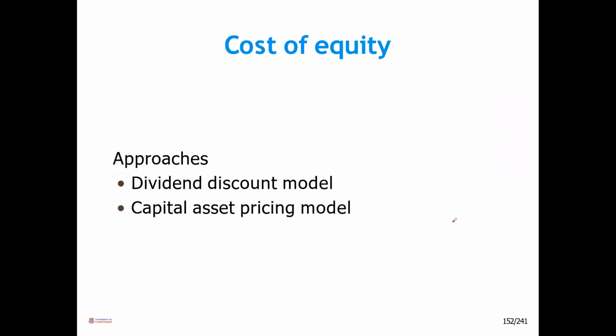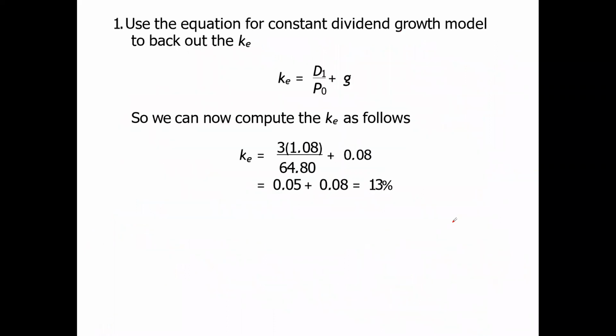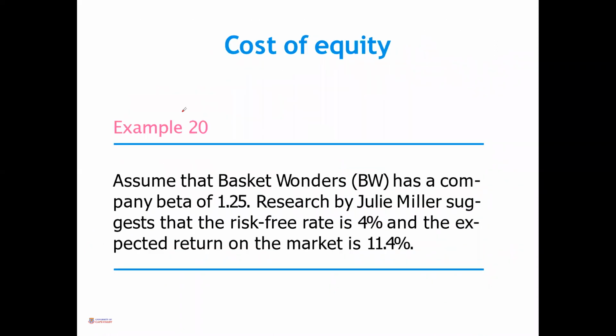So let's do the cost of equity using the capital asset pricing model. The capital asset pricing model says that cost of equity is equal to the risk-free rate plus beta into brackets RM minus RF. That is cost of equity.